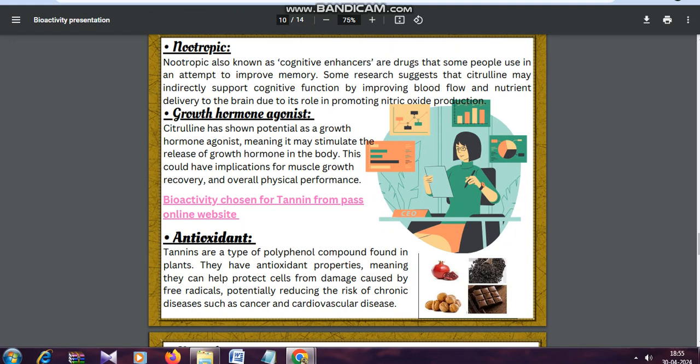Bioactivities for tannins. Antioxidant. Tannins are a type of polyphenol compound found in plants. They have antioxidant properties, meaning they can help protect cells from damage caused by free radicals, potentially reducing the risk of chronic diseases such as cancer and cardiovascular disease.